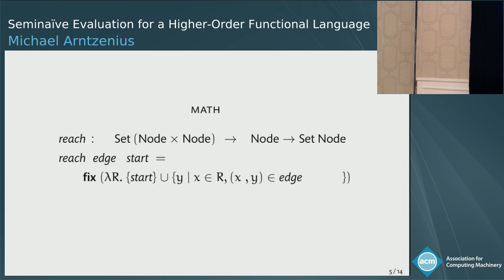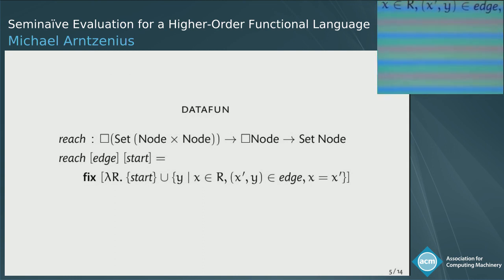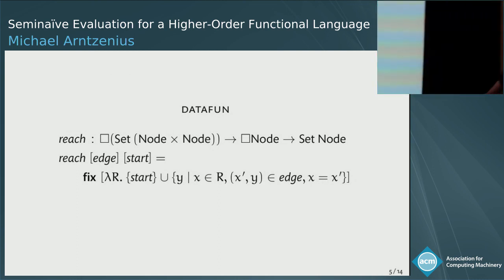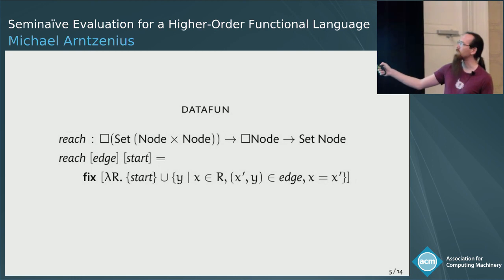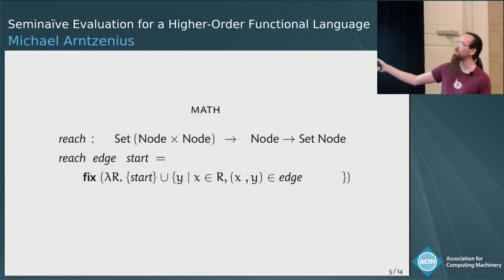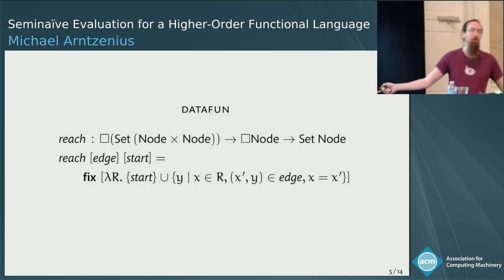OK, so let's go back to our reachability example. This is what it looks like in math. What do we need to do to turn it into Datafun, to turn it into runnable code? Well, we need to add a few annotations having to do with monotonicity. In particular, we're not going to claim that this function is monotone, so we're going to box its arguments. This involves some term annotations that I'm going to ignore because they're not really relevant to the rest of this talk. We also need to be a little less cavalier about the fact that we're doing an equality test here, right? In math, we just use the variable twice. In Datafun, we explicitly test equality. And that's it. This is now runnable Datafun code.